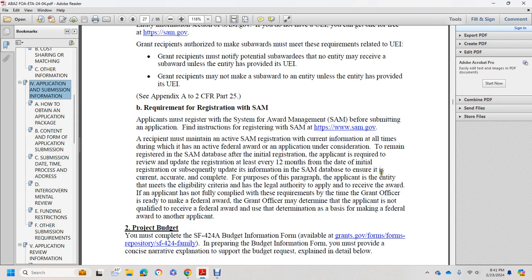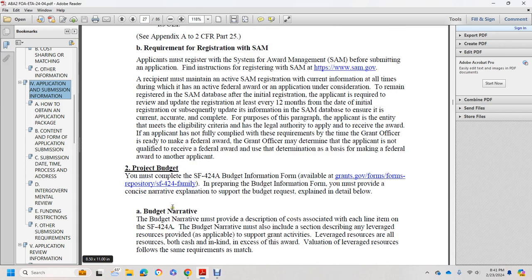For purposes of this paragraph, the applicant is the entity that meets the eligibility criteria and has the legal authority to apply and receive the award. If the applicant has not fully complied with the requirements by the time the grant officer is ready to make the federal award, the grant officer may determine the applicant is not qualified to receive the award and use that determination as the basis for making the federal award to another applicant.